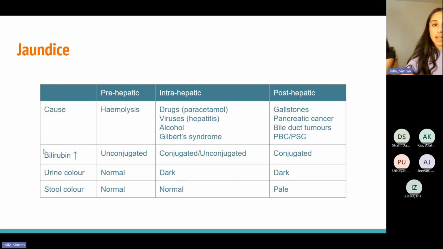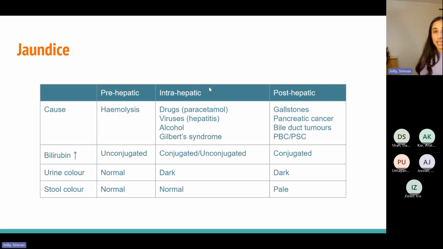So looking at jaundice, we can see that your prehepatic jaundice is going to be unconjugated because it's before the liver. So it's before the bilirubin's had a chance to become conjugated. And because we said that it's conjugated bilirubin that then leads to urobilin, that gives urine and stool their colour, the urine colour and stool colour of prehepatic jaundice will be normal. And we spoke about causes of it will be something like hemolysis. It's before it got to the liver, it's not going to be anything to do with the liver. So it's just that bilirubin is being produced faster than the liver's ability to conjugate it.